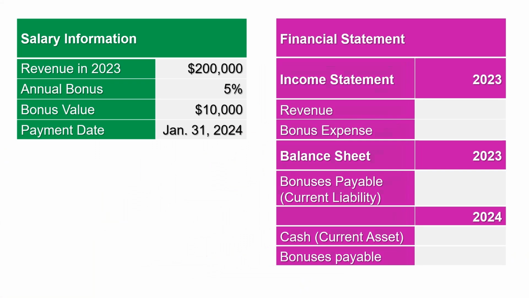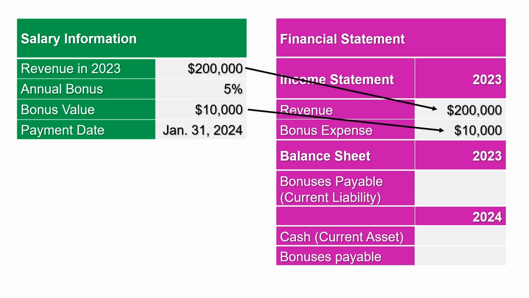Even though the bonus is not paid until the following year, the matching principle requires that the expense be recorded on the 2023 income statement as an expense of $10,000. On the 2023 year-end balance sheet, the bonuses payable will be credited with $10,000, reducing capital by the same amount. This adjustment lowers net income while keeping the balance sheet in alignment.